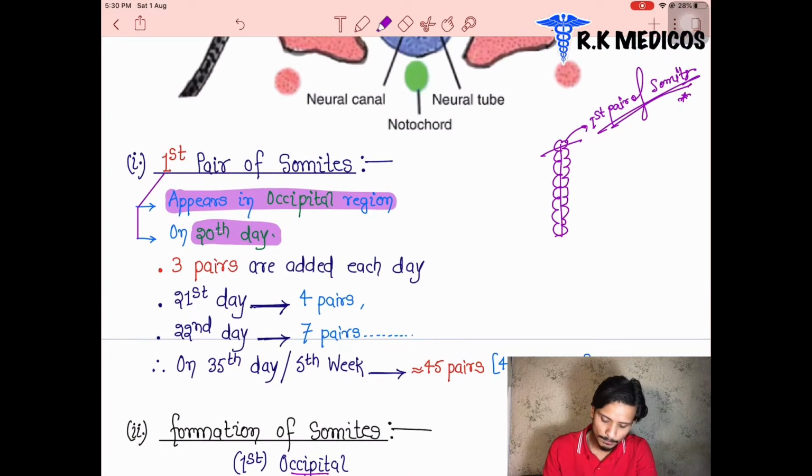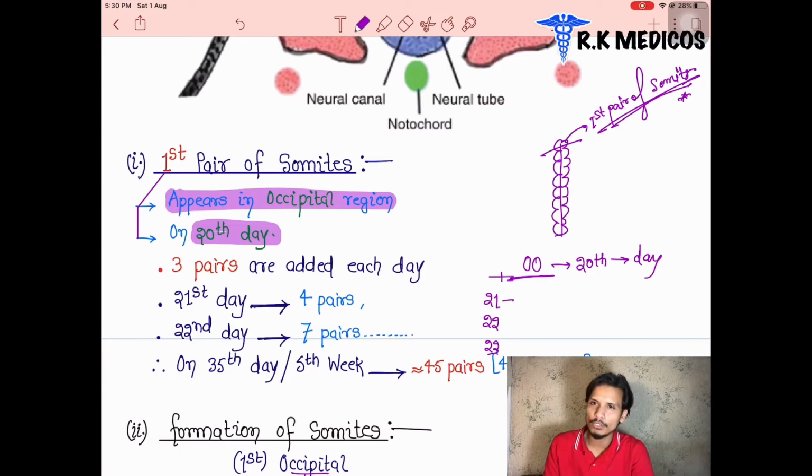It means one pair is forming on the 20th day. Now you can imagine one pair of somites is formed on the 20th day, and after the 20th day there is a 21st, 22nd, 23rd, like this. Every day 3 pairs are going to be added. It means here is the 1 pair, and 3 pairs are going to be added after that.